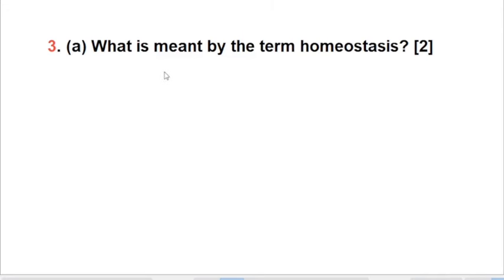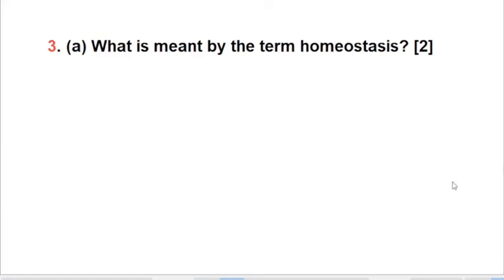So we are starting with question A. What is meant by the term homeostasis? So homeostasis is the maintenance of a constant internal environment of the body. So when we say internal environment, we are looking at the regulation of what? The blood pH, the regulation of blood glucose levels, the regulation of what? Water levels, regulation of what? Mineral salts, and temperature. These are the internal environments that are controlled.